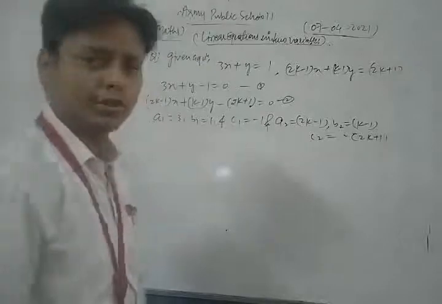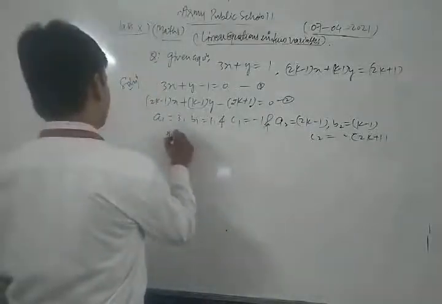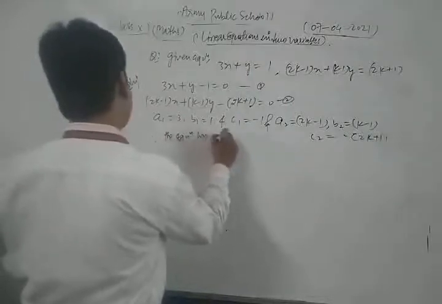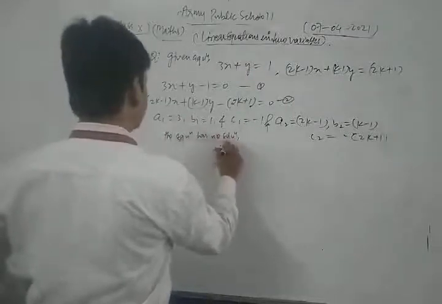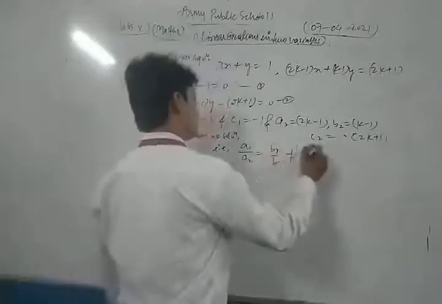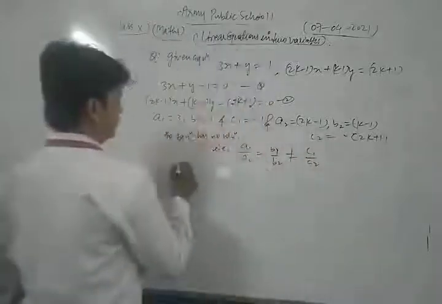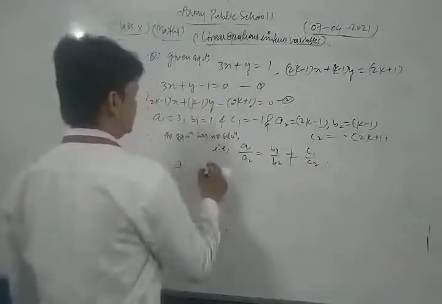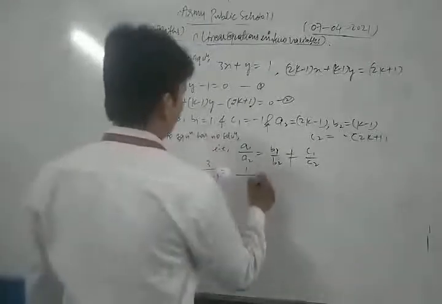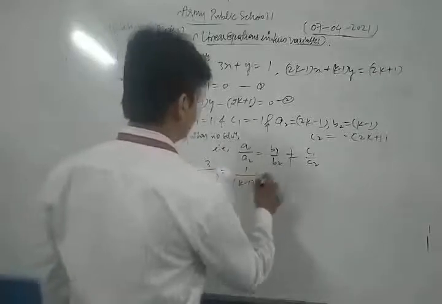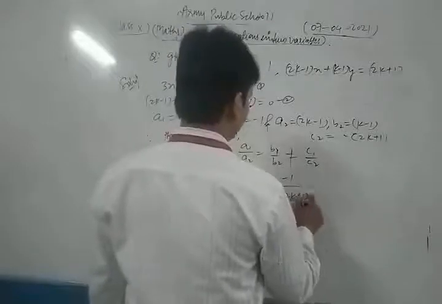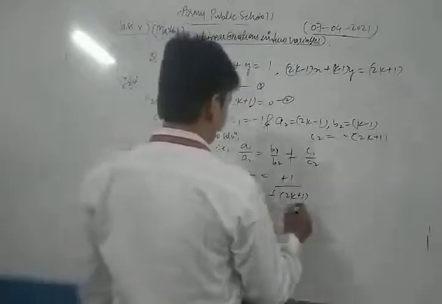Since the given system of equations has no solution, a1 upon a2 is equal to b1 upon b2 is not equal to c1 upon c2. Now we put in the values: a1 is 3 upon a2 is 2k minus 1, equal to b1 is 1 upon b2 is k minus 1, not equal to c1 is minus 1 upon c2 is minus 2k plus 1.